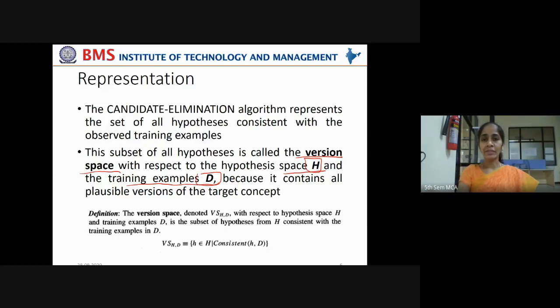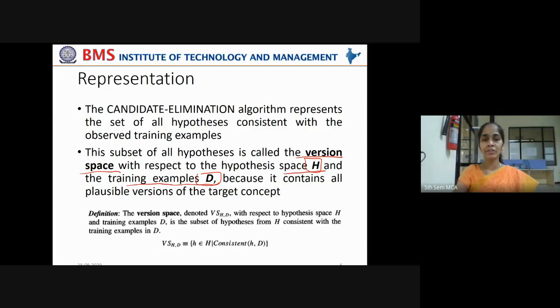The hypothesis space H contains all hypotheses which are consistent with the training examples in the training example set D. If there is any hypothesis which is not consistent with the training examples, then we say that hypothesis doesn't belong to the version space at all. It doesn't apply to any of the training examples. Now, what is the definition of version space?